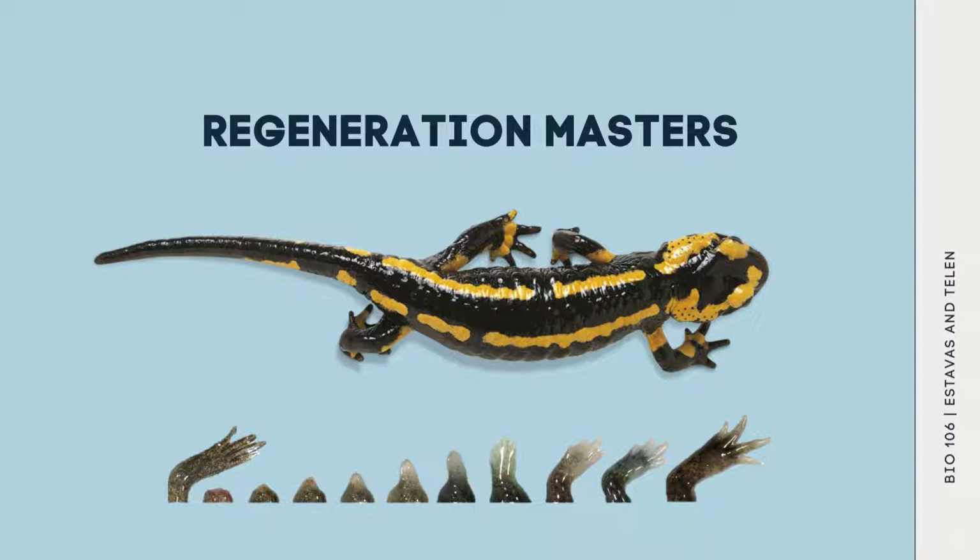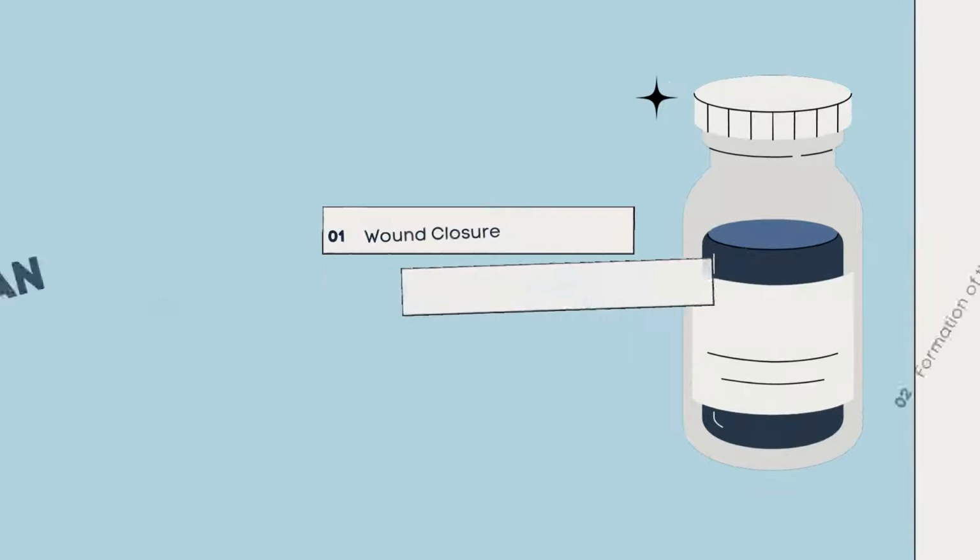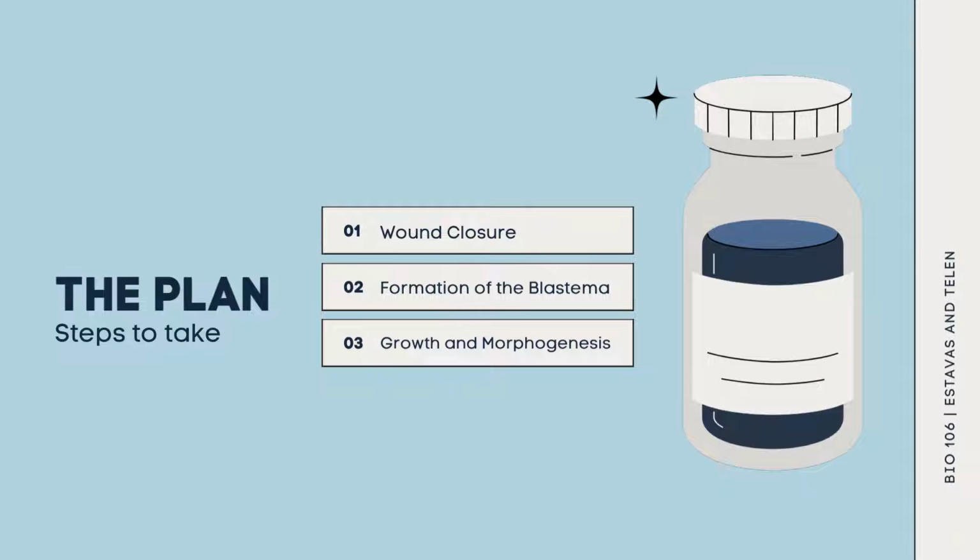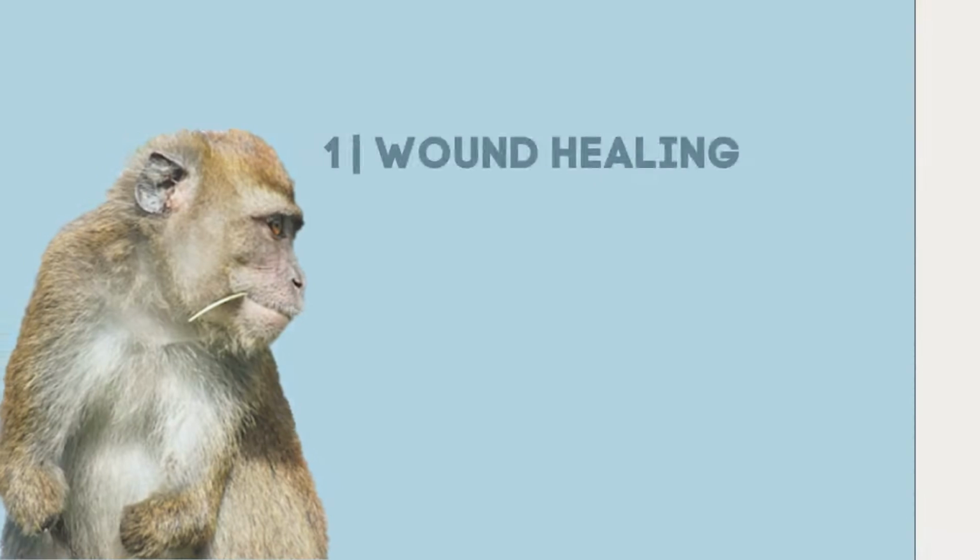Though Vivor himself cannot regenerate his limbs naturally due to restrictions brought forth by his species, certain organisms are capable of doing so. Amphibians such as salamanders have been reported to have the ability to regenerate their body parts. In this strategic plan, we aim to restore the limbs of Vivor using the same regeneration mechanisms of salamanders. Specifically, these are the steps to be taken: wound closure, formation of the blastema, and growth and morphogenesis.